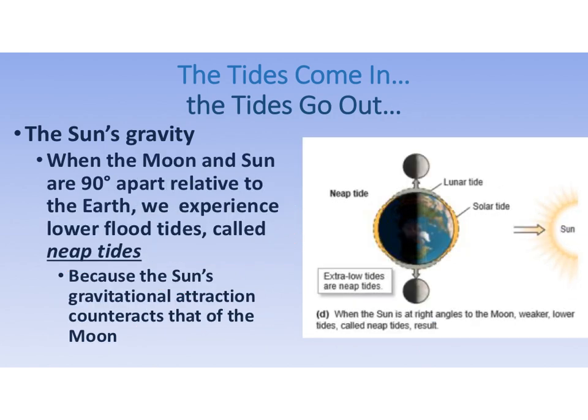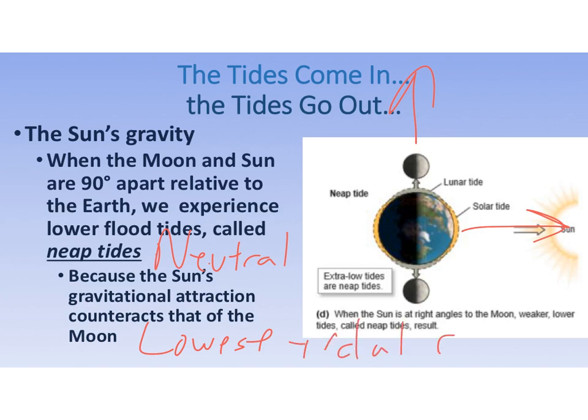By contrast, if the moon is pulling in one direction and the sun's pulling in the other direction, we establish what we call a neap tide. I think of neap tide as neutral. A neutral tide means that when one pulls one way, one pulls the other, neither one can dominate the other. And if you look in this picture, the bulge is pretty even around the earth. So we're going to say lowest tidal reach.